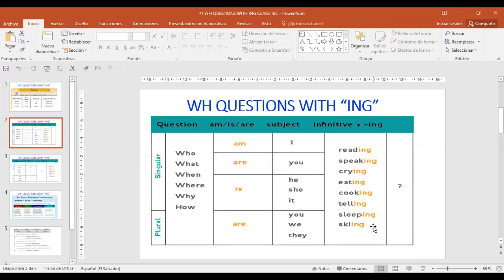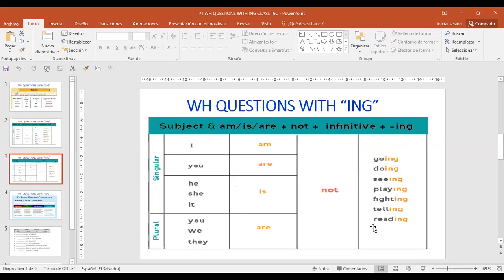Ok, very good. So, I have here more. Aquí tenemos más. When there's a negative, you just add the particle not after the verb to be and before the main verb. Cuando tenemos una oración negativa, lo que hacemos es que solo agregamos la partícula not de la negación después del verb to be y antes del verbo principal con ing.